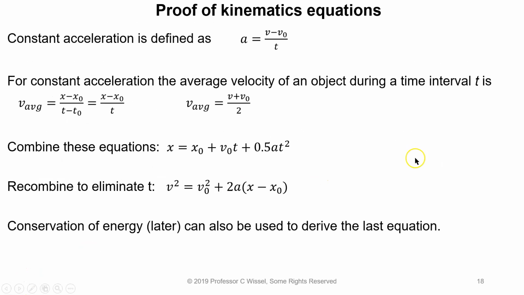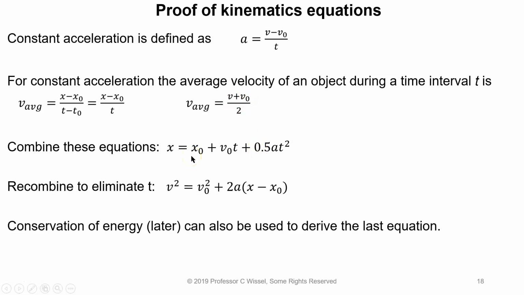So constant acceleration is defined as a equals v minus v naught over t. For constant acceleration, the average velocity of an object during a time interval t is v average equals x minus x naught over t minus t naught. Or you might write that as x minus x naught over t, or just x over t, if x naught and t naught are 0, we can drop them out. V average is equal to v plus v naught over 2. Okay, so this would be the initial velocity. This is the final one.